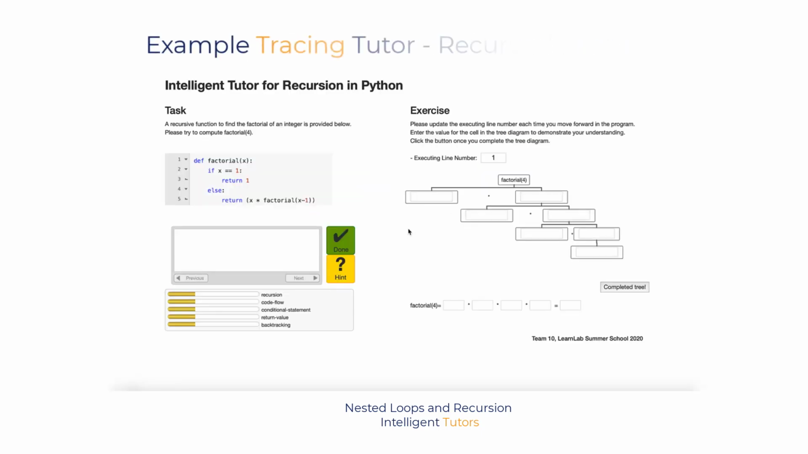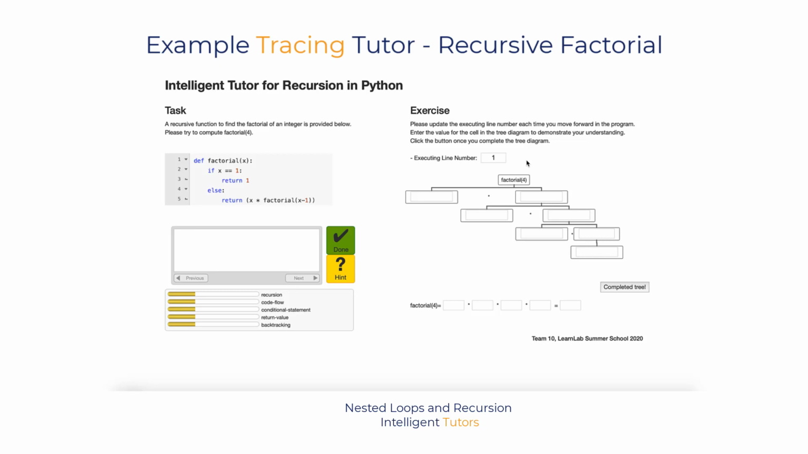Hi everyone, I'm Rebecca. I'm going to show a short demo of the recursion tutor we built. With this tutor, students perform a code reading task. Use the given factorial function on the left-hand side. Students are asked to compute factorial 4. Here's the text input box on the right-hand side. While executing the code, students have to update the current line number of code.